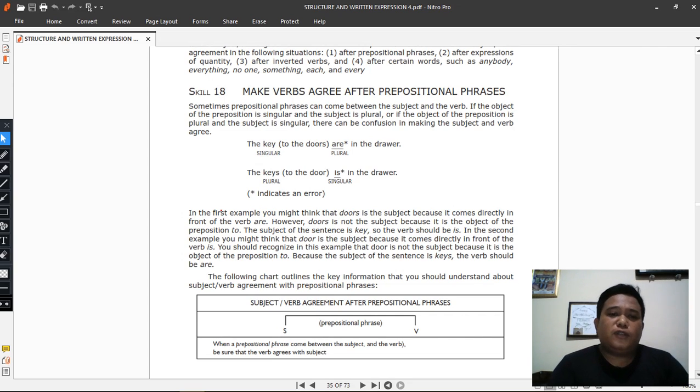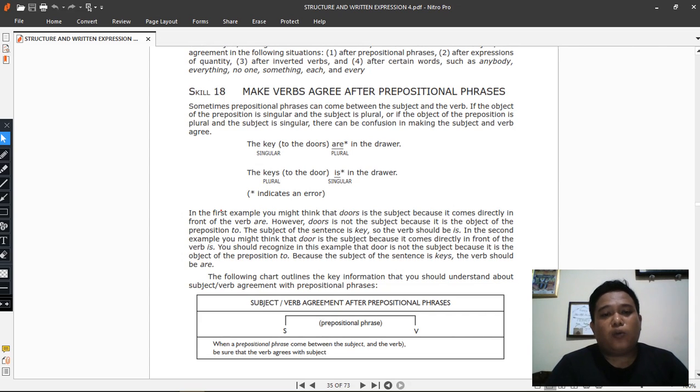The first one here: the key to the doors are in the drawer. Which one here acts as the subject? The subject here is not the doors but the key. The key to the doors are in the drawer. So what is in the drawer? Is it the doors or the key? Of course the key. Then the key is the subject.